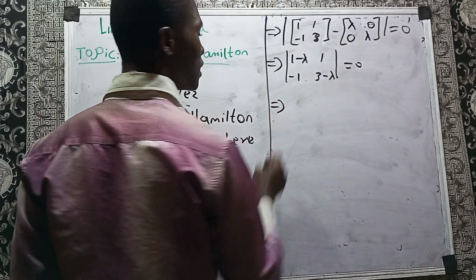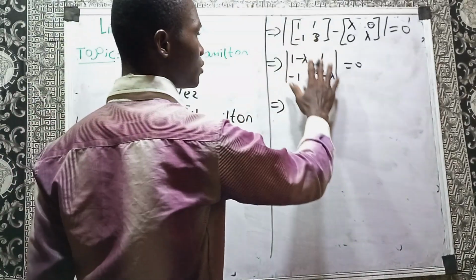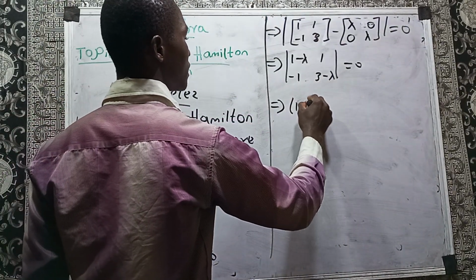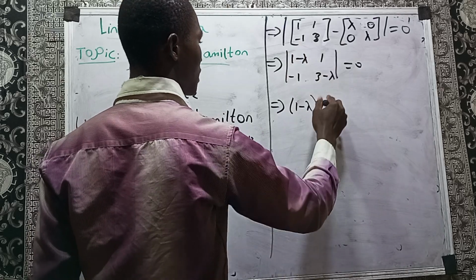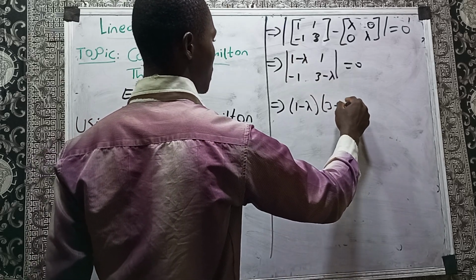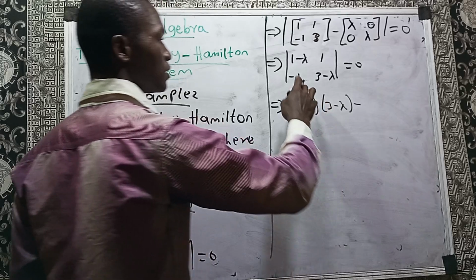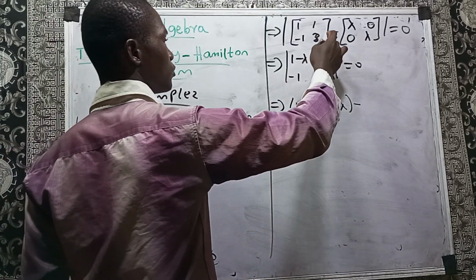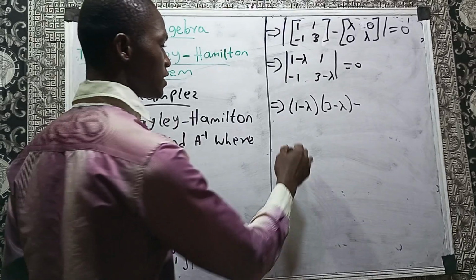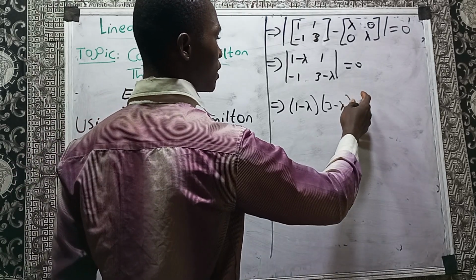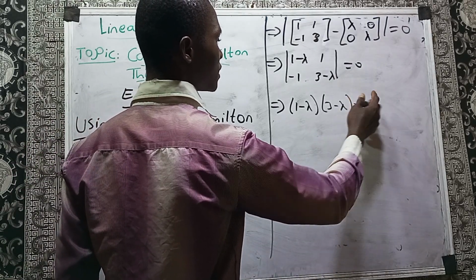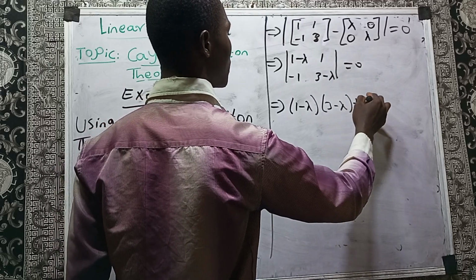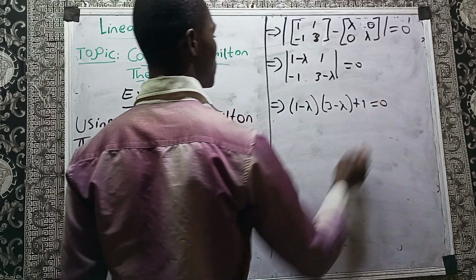So this implies, this is a 2 by 2 matrix. So to find the determinant, you multiply the principal diagonal first: 1 minus lambda multiplied by 3 minus lambda. Then you subtract the product of the other diagonal. Negative 1 multiplied by 1 is negative 1. So you'll be doing negative, negative, which will be positive. So we are going to have positive 1 here equal to 0.